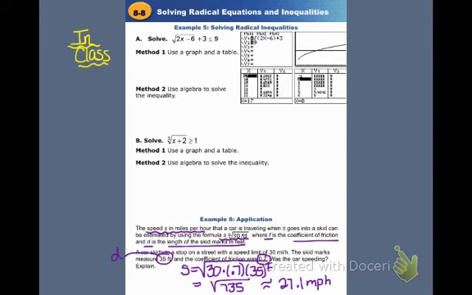So this wasn't really a problem where we had to actually solve a radical equation. It did utilize a radical, but in this case it was really just evaluating that radical equation and then answering the real life question.